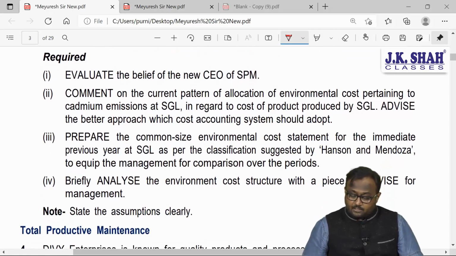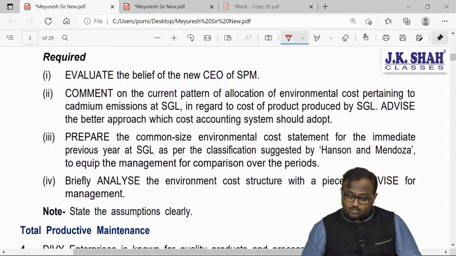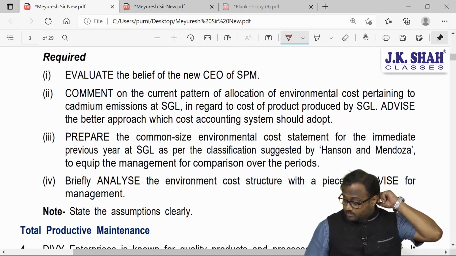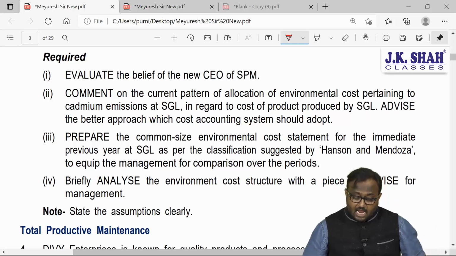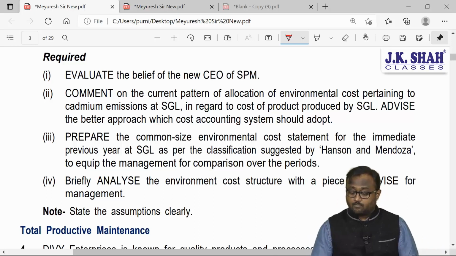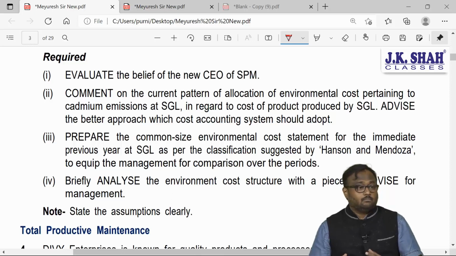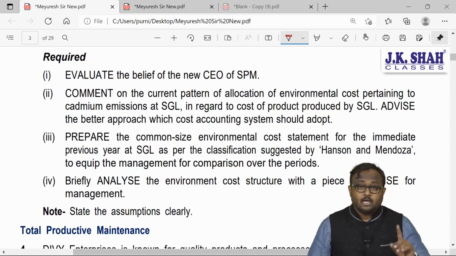Comment on the current pattern of allocation of environmental cost pertaining to the cadmium emission of SGL in regards to cost of the product produced by SGL. Advise the better approach which cost accounting system would adopt. What are they saying? There is a complete blunder. The emission is caused by glass manufacturing unit.